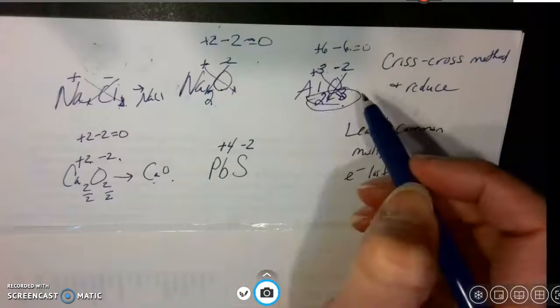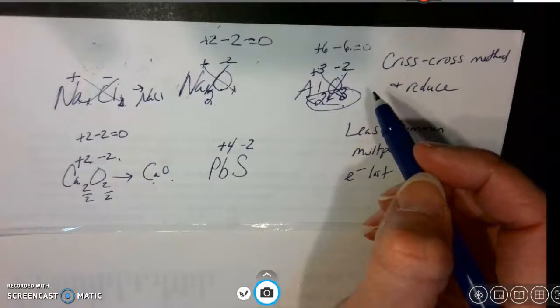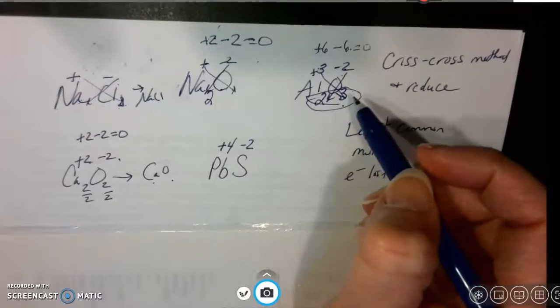Again, these represent number of atoms. So remember from your electron dot diagrams, their number of atoms. So these can never be negative. You can never have a negative number.